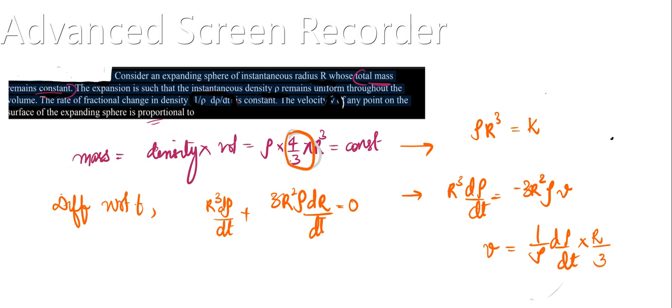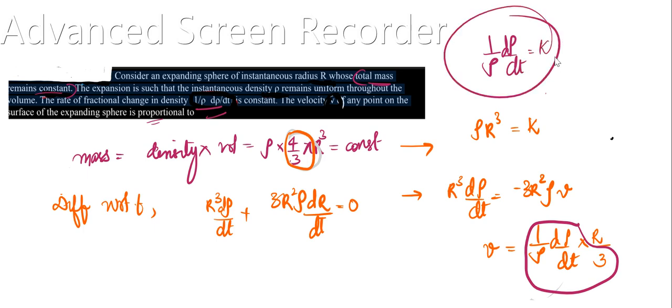Over here, we can clearly see that this entire term is a constant. Why so? Because we have been specifically given that 1 by rho d rho by dt is a constant k dash. That is why we can directly write v is directly proportional to r, and this is the answer.